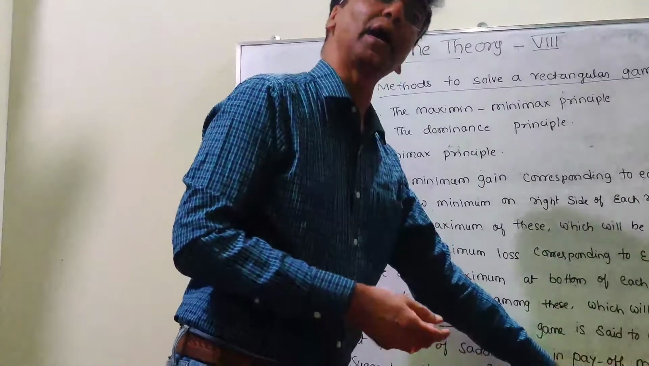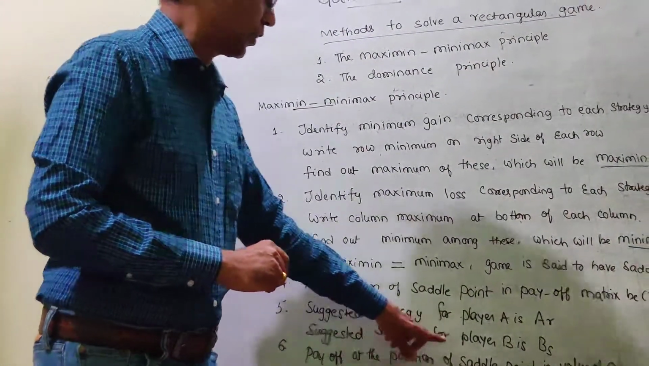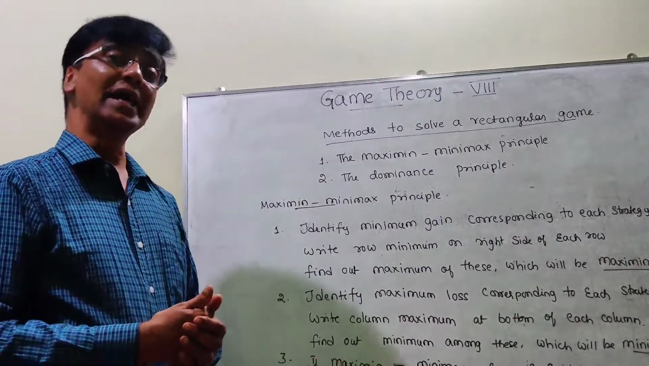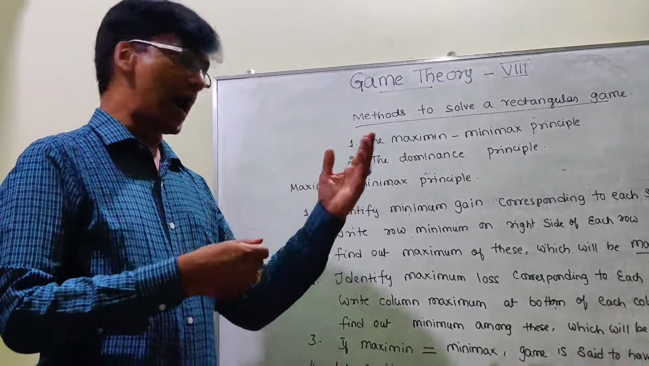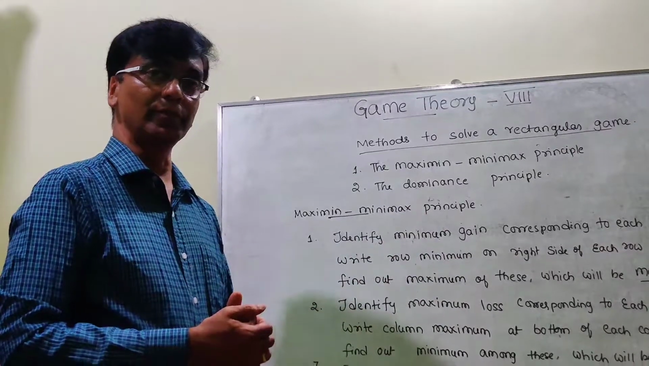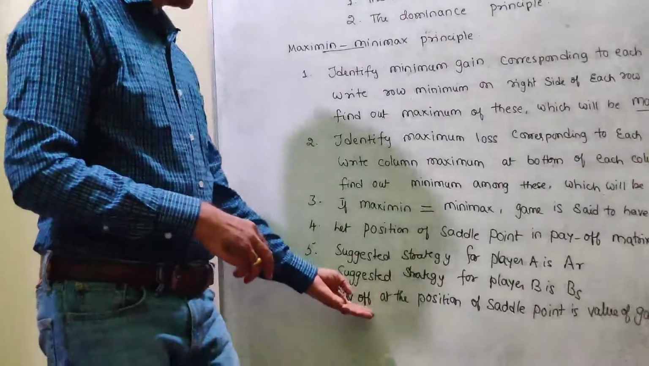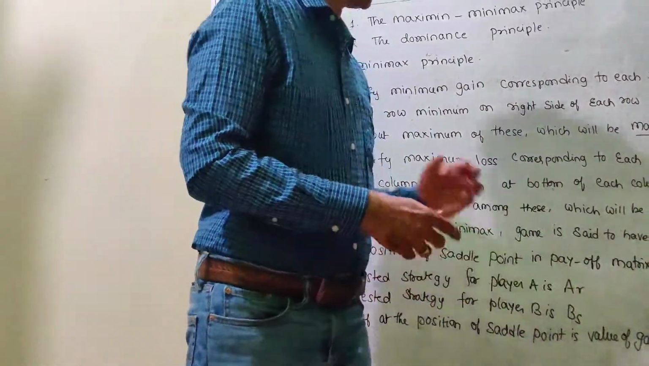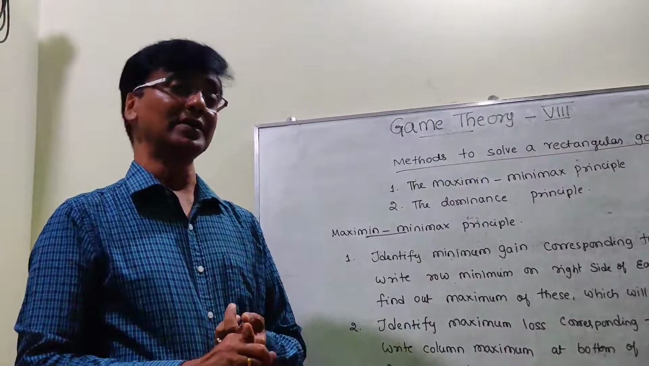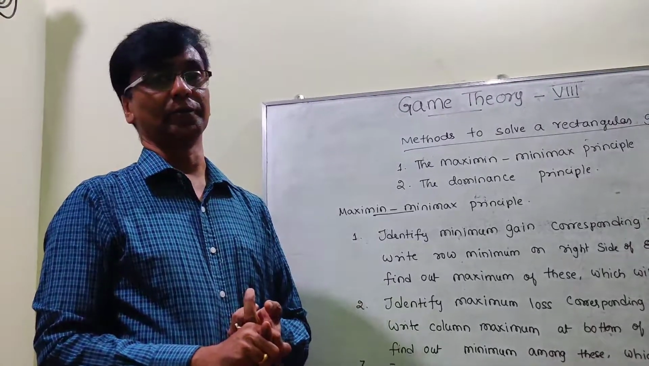We are going to select the Rth position, and then the suggested strategy for player B is BS. That is, we are going to select the S strategy for B. So the R strategy for A and the S strategy for B. That coincident point is called the saddle point, and the payoff at the position of the saddle point is the value of the game. The position where we get a saddle point, that particular value is called the value of the game.